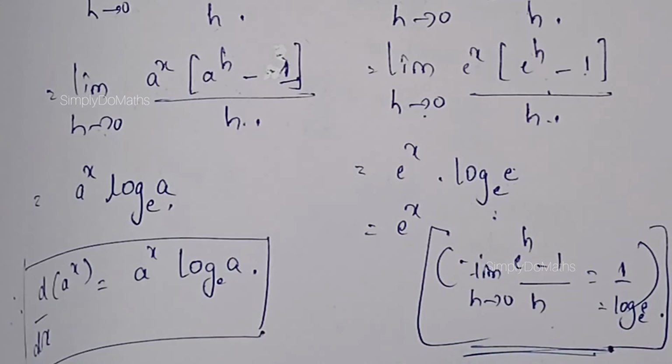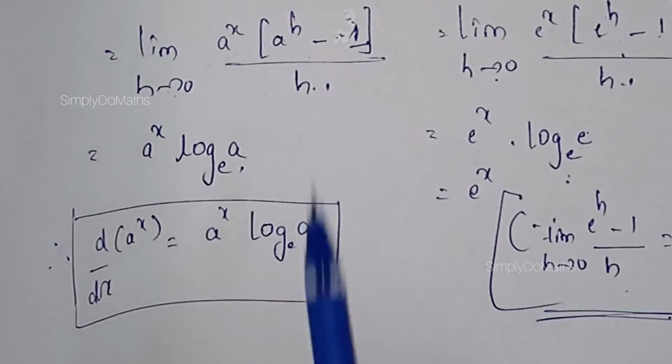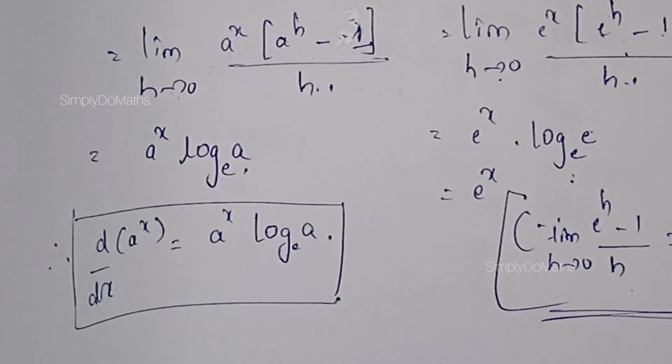Right. So like this we solve the problem. Here in the place of e we have a, therefore log a to the base e. Like this we find the derivative of a raised to x and e raised to x. In our next video, let us find how to find the derivative of log x.